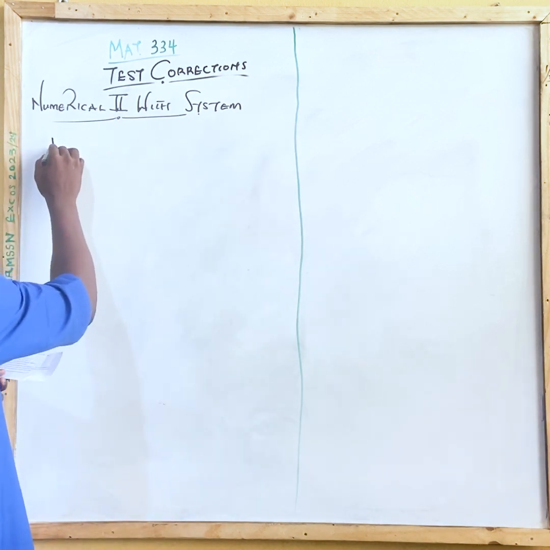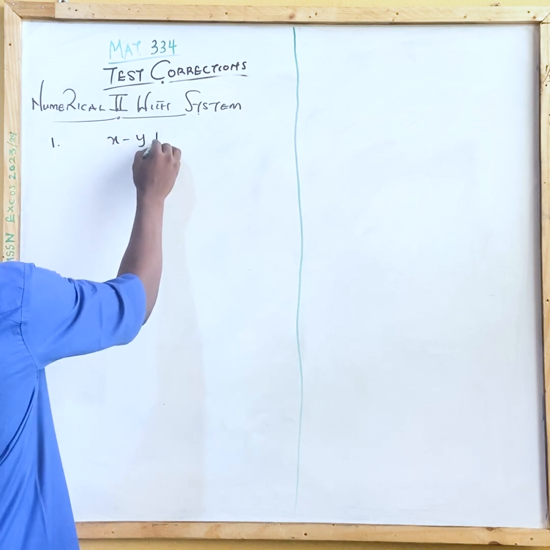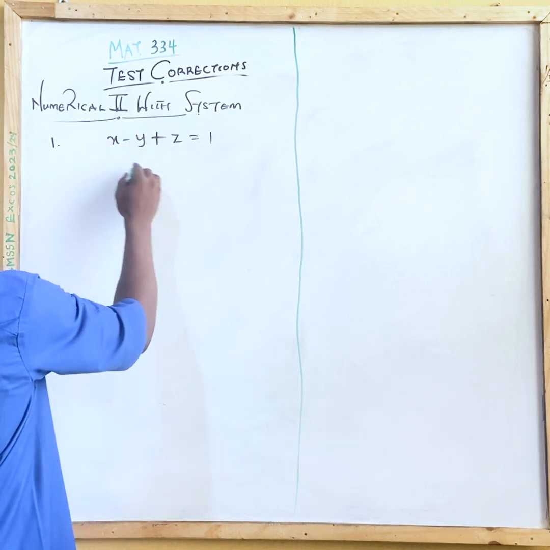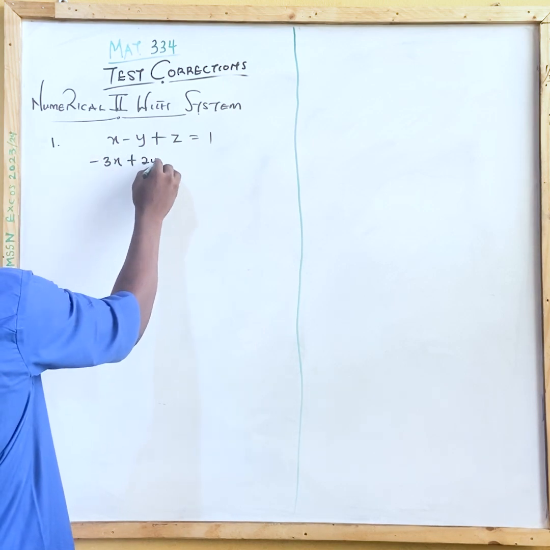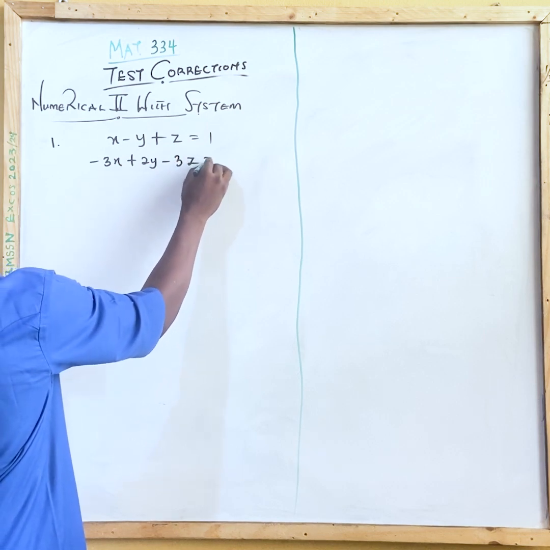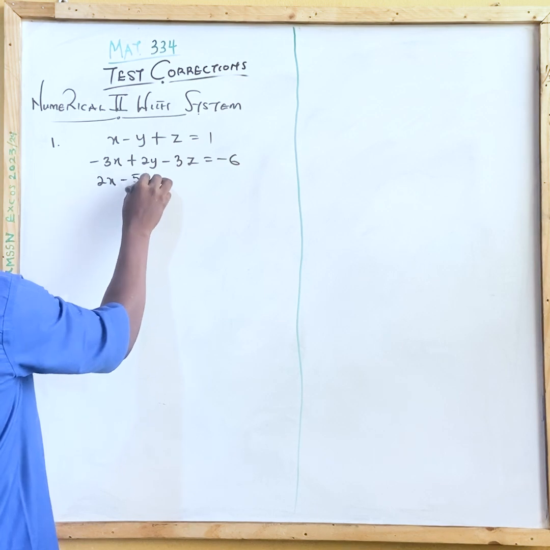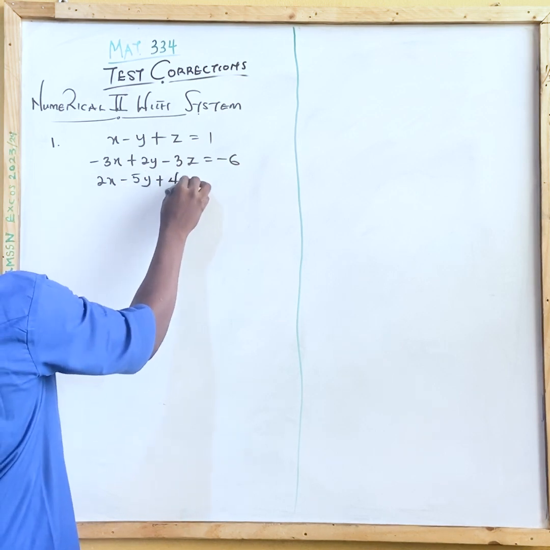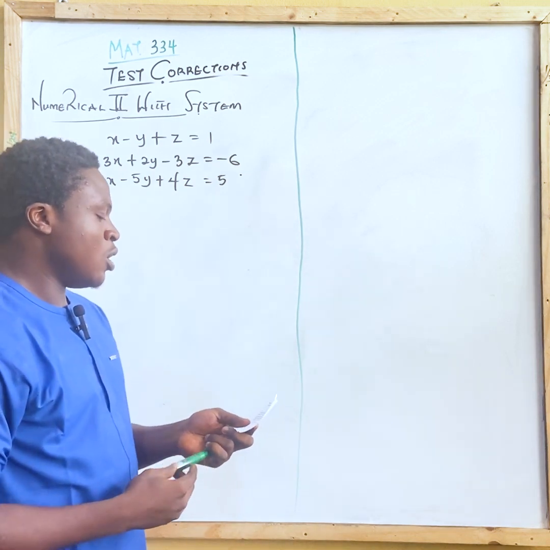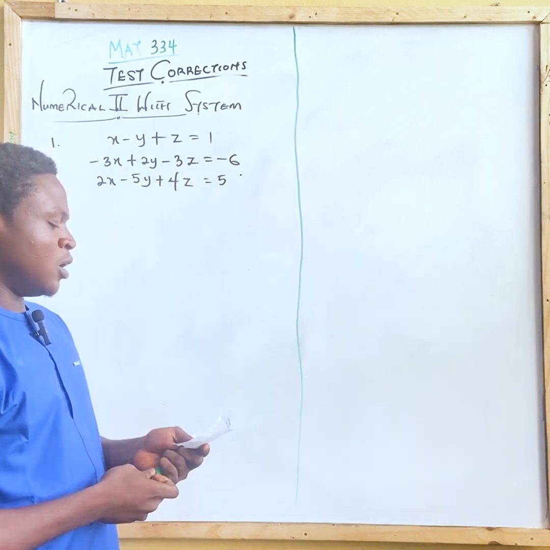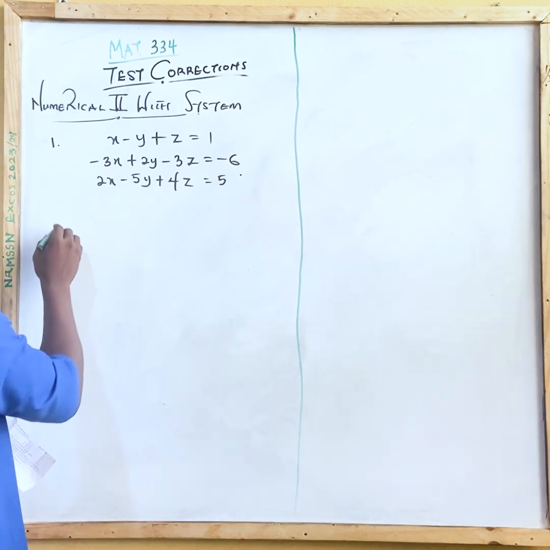So we have our equations of the form x minus y plus z equal to 1, minus 3x plus 2y minus 3z equal to minus 6, 2x minus 5y plus 4z equal to 5. First things first, we are supposed to convert this to the form Ax = b. So we'll be putting it in matrix form.